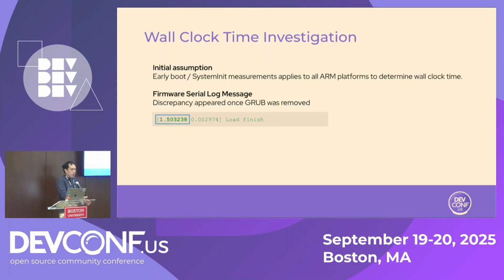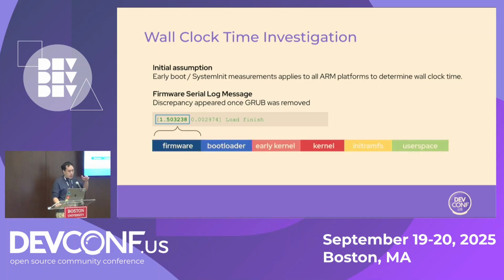And then for the wall clock time investigation, the initial assumption was that the early boot and the system init measurements would apply to all platforms, and this ended up not being true. The discrepancy showed up when we looked at the serial logs: when their firmware says it's done loading, it says around 1.5 seconds, but our early boot measurements say it's around 1 second. So this was another thing that had me scratching my head.